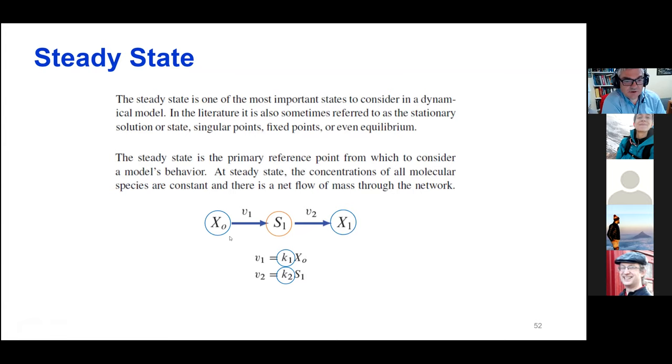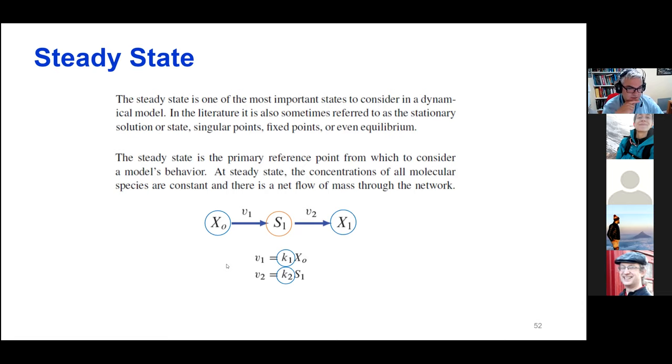So here's a simple model. We have two steps. X0 and X1 are fixed species. S1 is the floating species. I'm going to have very simple rate laws for V1 and V2. V1 is just K1 times X0. Because X0 is fixed, V1 is essentially fixed, because K1 is fixed. But V2 can vary according to S1.